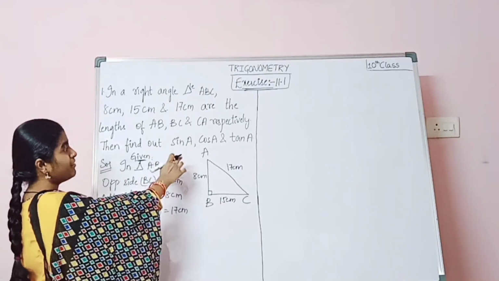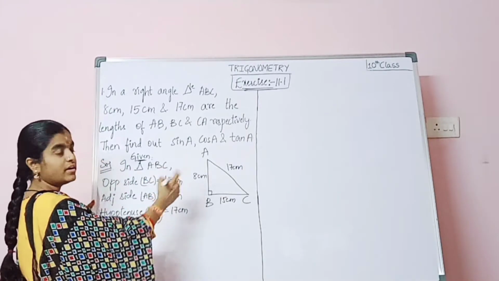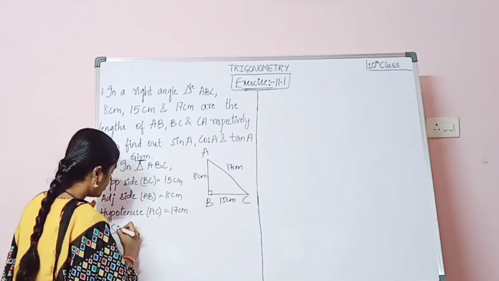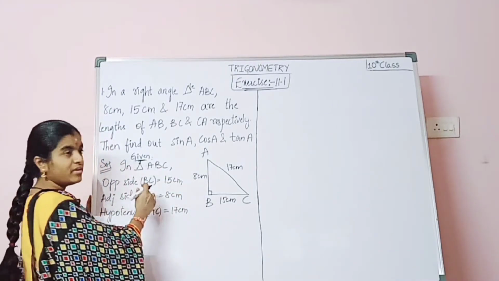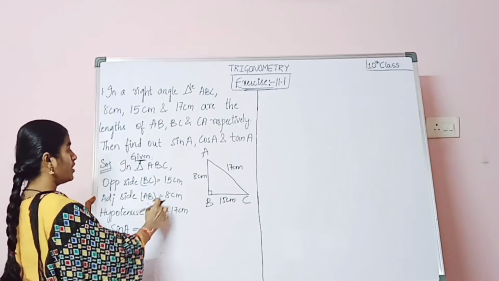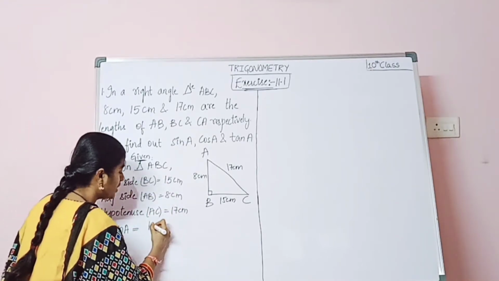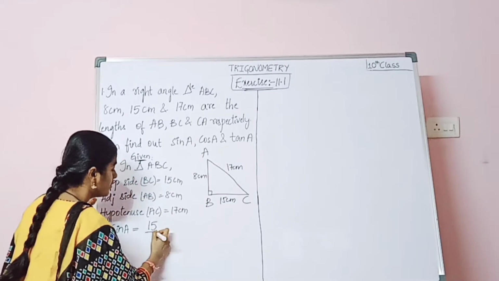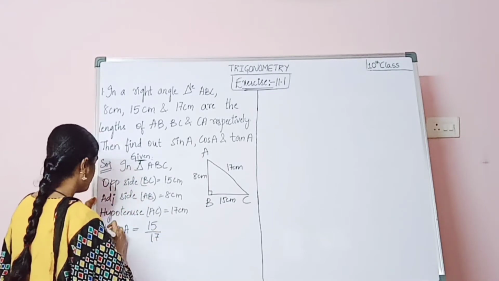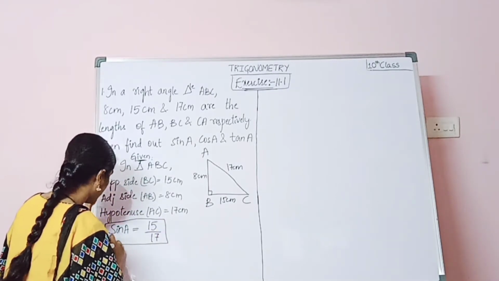Now what we have to find? Sin A, cos A and tan A. So sin A. What is the formula for sin A? Opposite side by hypotenuse. What is the opposite side here? 15. What is the hypotenuse? 17. So sin A equals opposite side by hypotenuse.